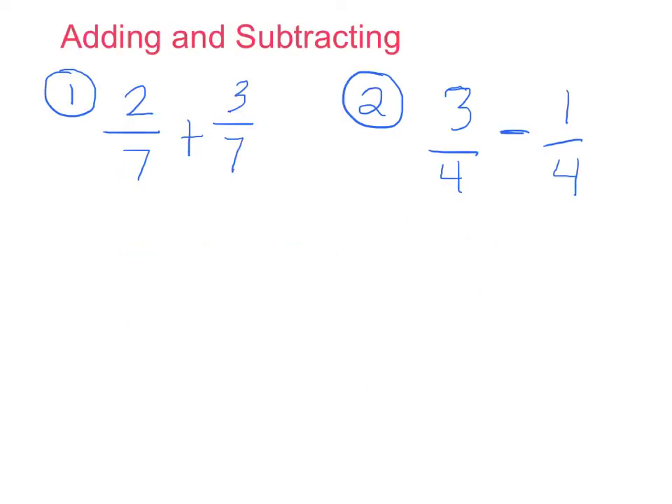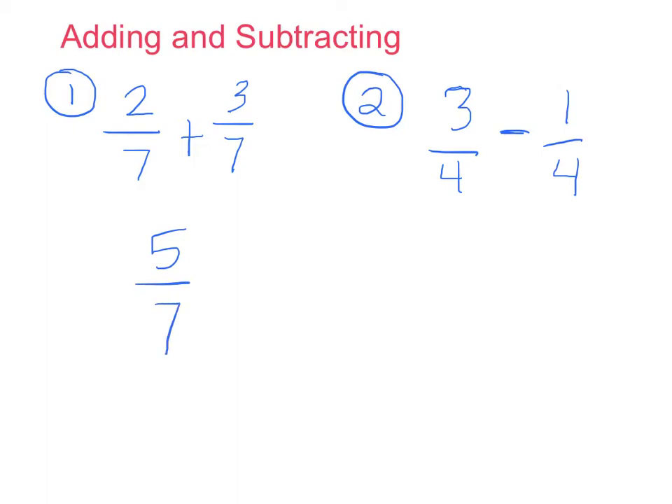The main thing about fractions is when you are adding and subtracting, you need a common denominator. That means the bottom number of the fraction has to be the same. So like number 1, 2/7 plus 3/7. Okay, they both have the same denominator, so we can go ahead and just add. So 2/7 plus 3/7. Well, 2 plus 3 is 5, and the denominator stays the same. So our answer would be 5/7.